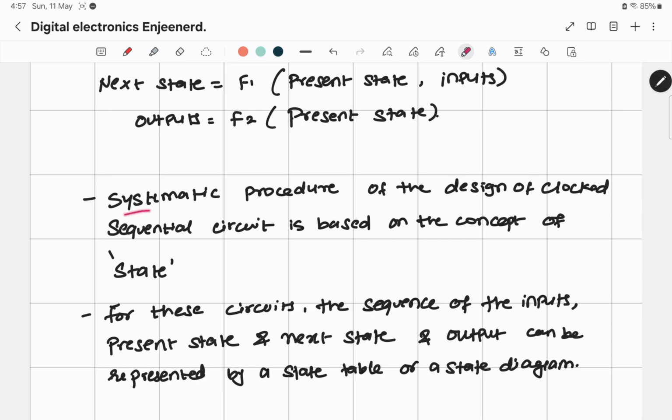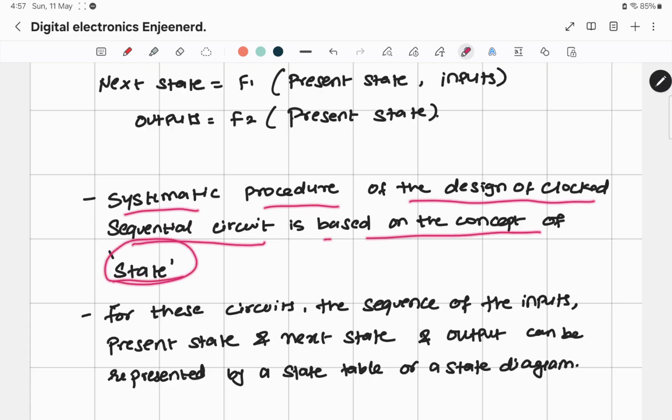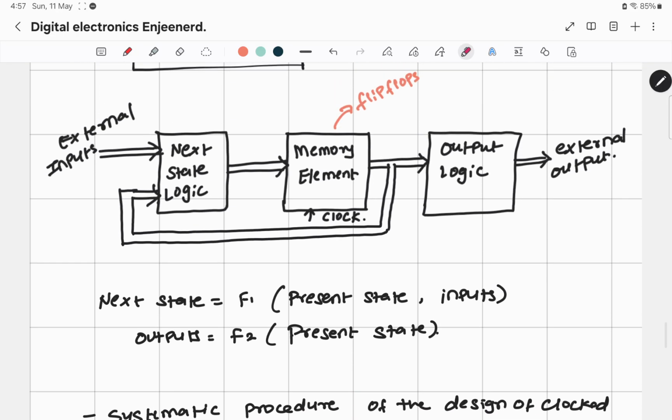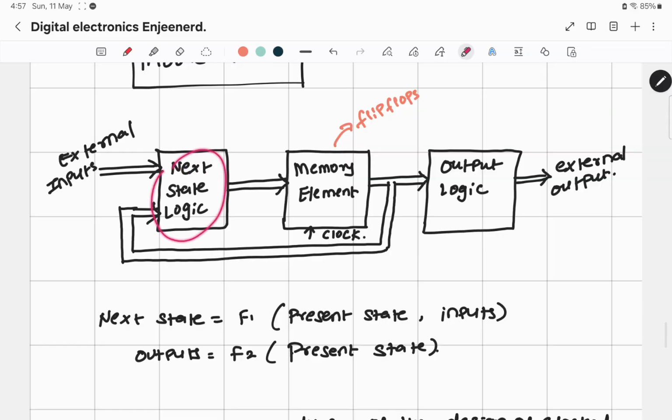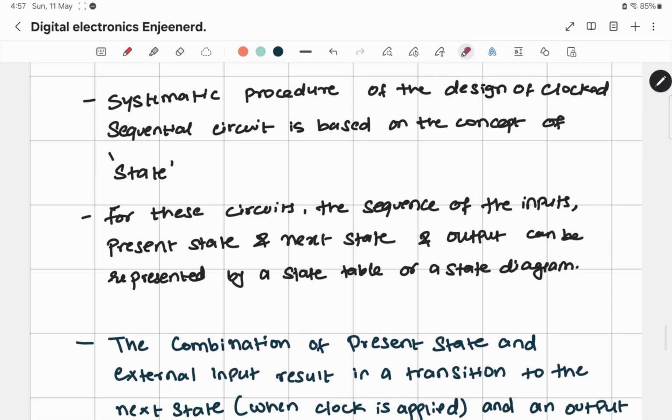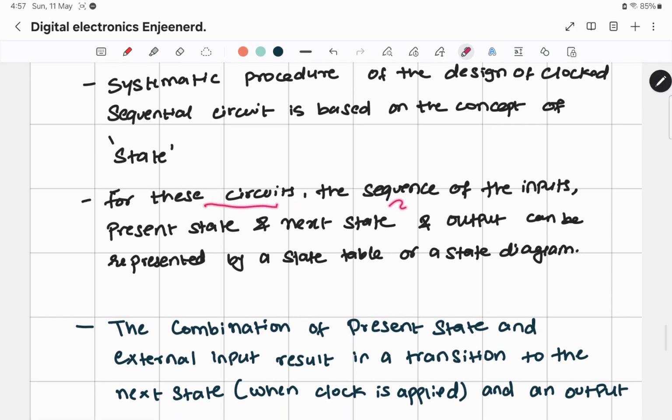So the systematic procedure of the design of clocked sequential circuits is based on the concept of states. What are these states? The next state and the present state. For these circuits, the sequence of the inputs, that is present state and the next state, and the output can be represented by a state table or a state diagram.